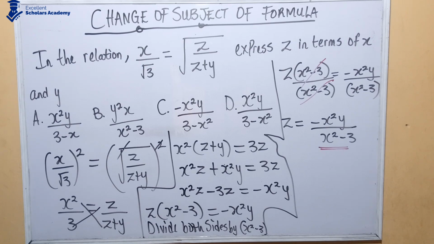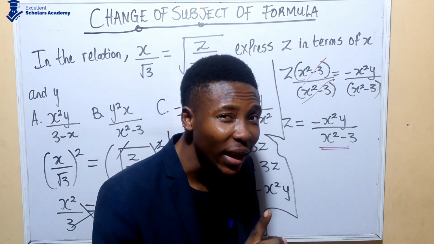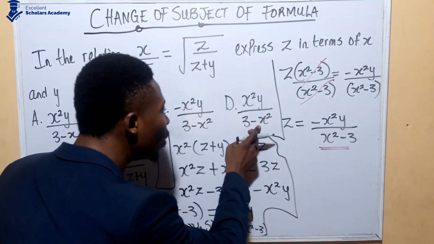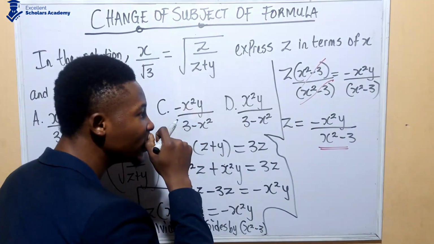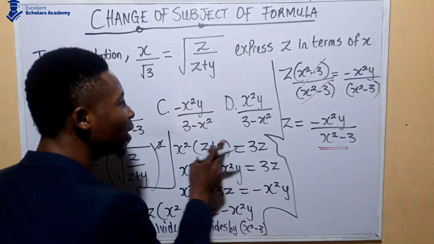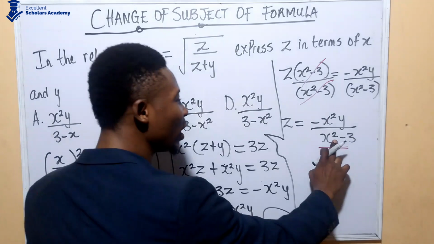Which of these options has this? None of these options, but look at what I can do, or what you can do. Look at the options very well. Look at this. Now, you have x squared y up, you have x squared minus 3, and there's a minus here. Now, this is looking like this, but the only thing is you have 3 minus x squared, but here you have x squared minus 3.